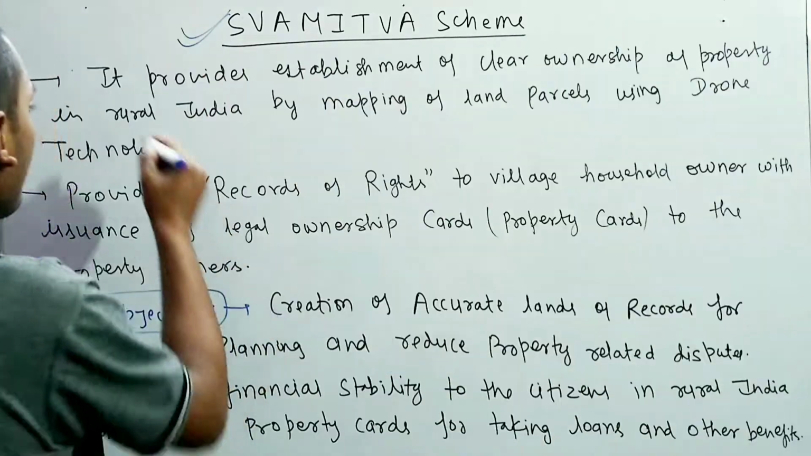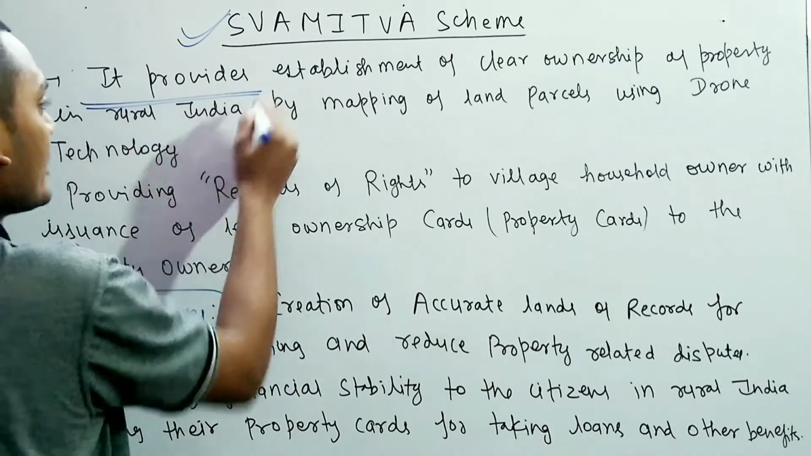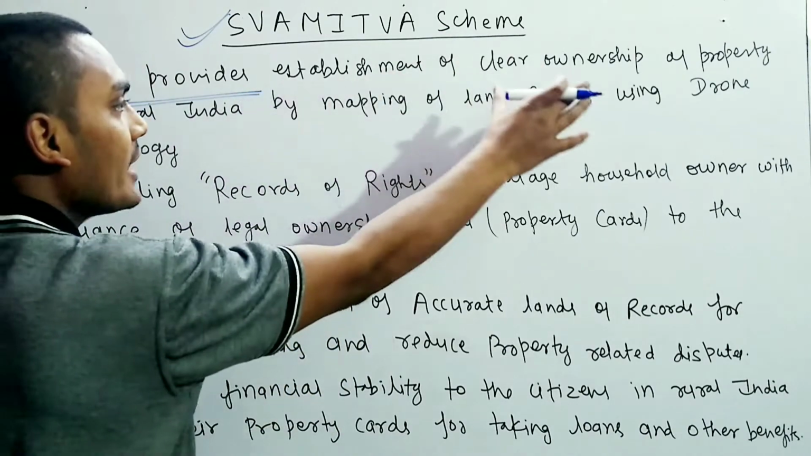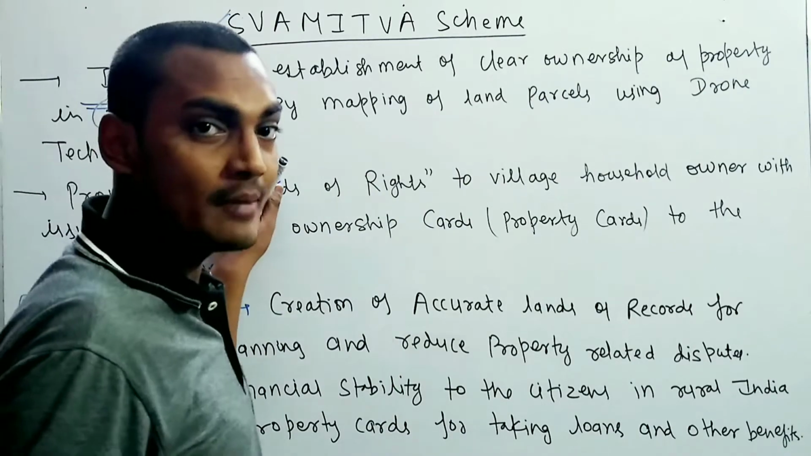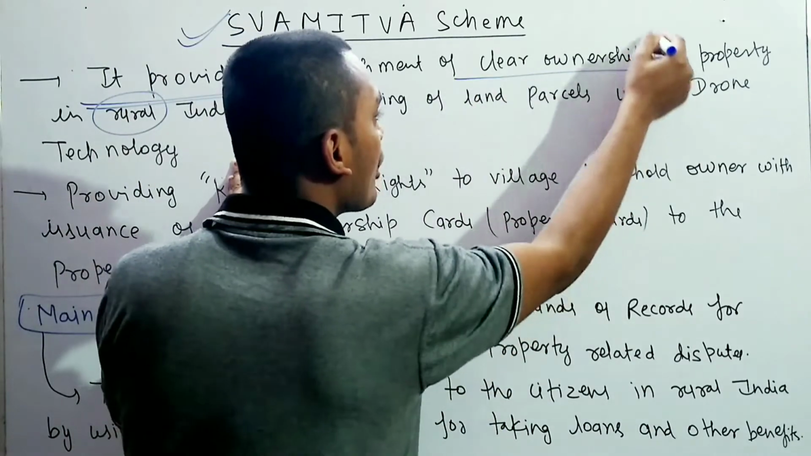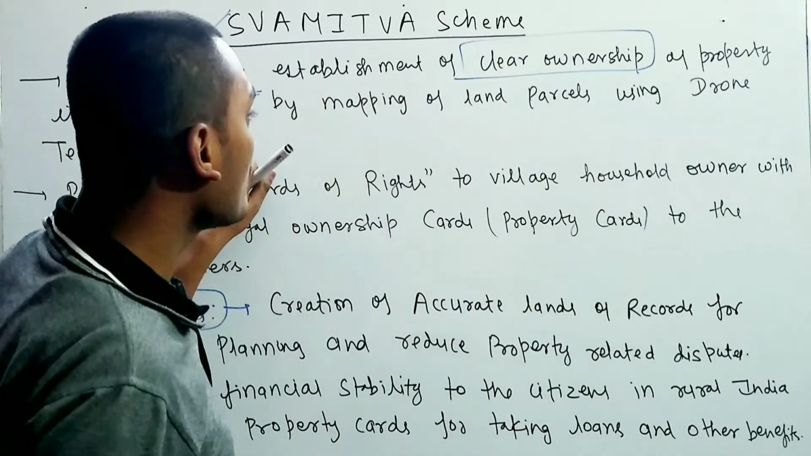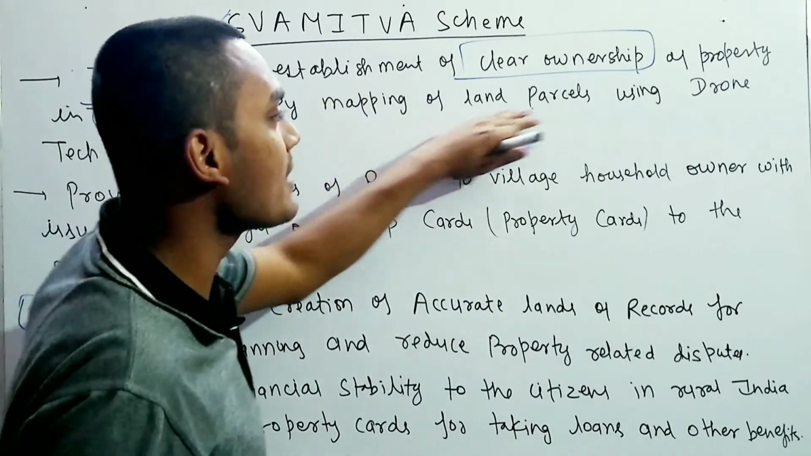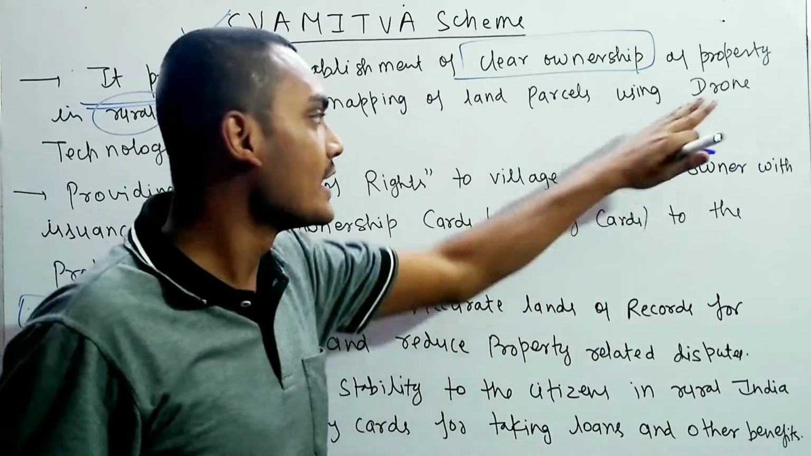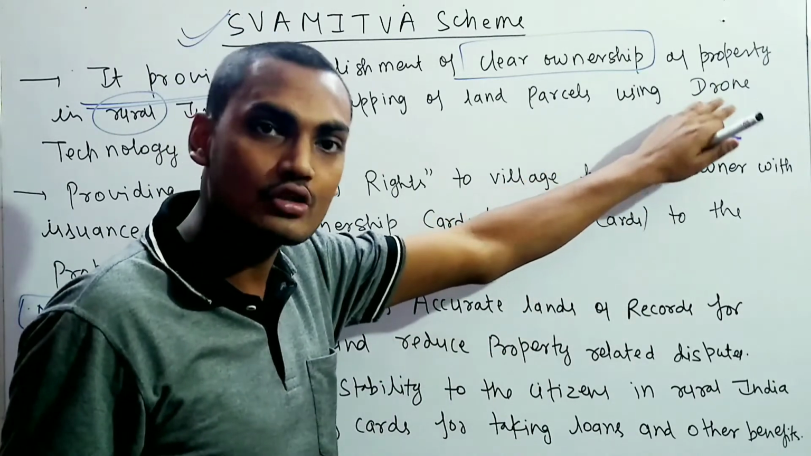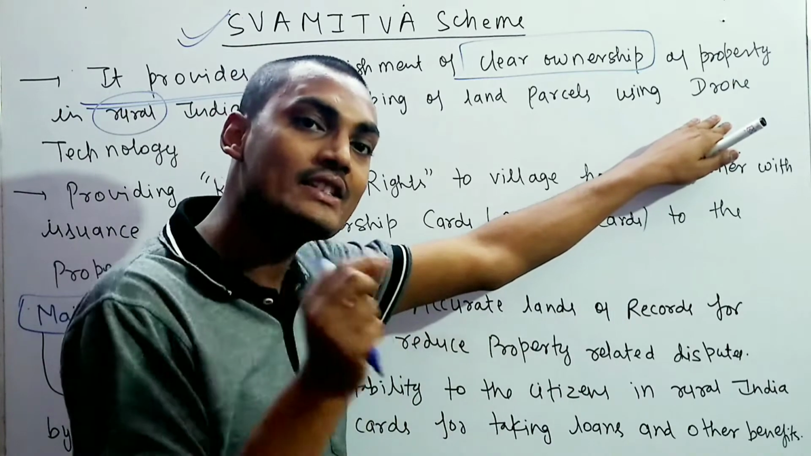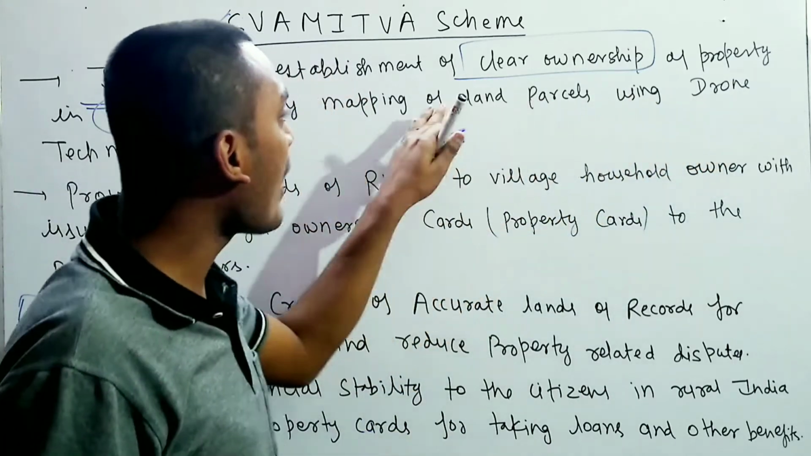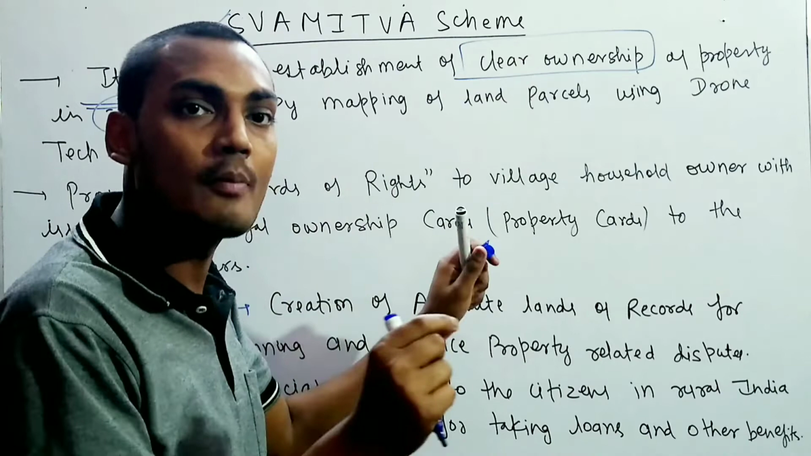So remember that, if you further talk about it, it provides the establishment of clear ownership of property in rural India. The main aim is basically to give clear ownership of property in rural India by mapping land parcels using drone technology, that is known as the improvised technology. So it is using drones to map rural India's villages and land, and providing clear ownership to the property owner.